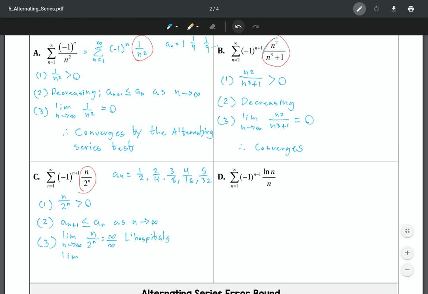Which means I have to take the derivative of the top, which is just 1. The derivative of the bottom, that's an exponential function, which we normally don't take a whole lot of derivatives of, but here's the formula. I have the natural log of 2, which is the base of the exponential, times the power, which is n. All right, so as I plug in infinity into this, you'll see that this is 0. So therefore, this will converge.